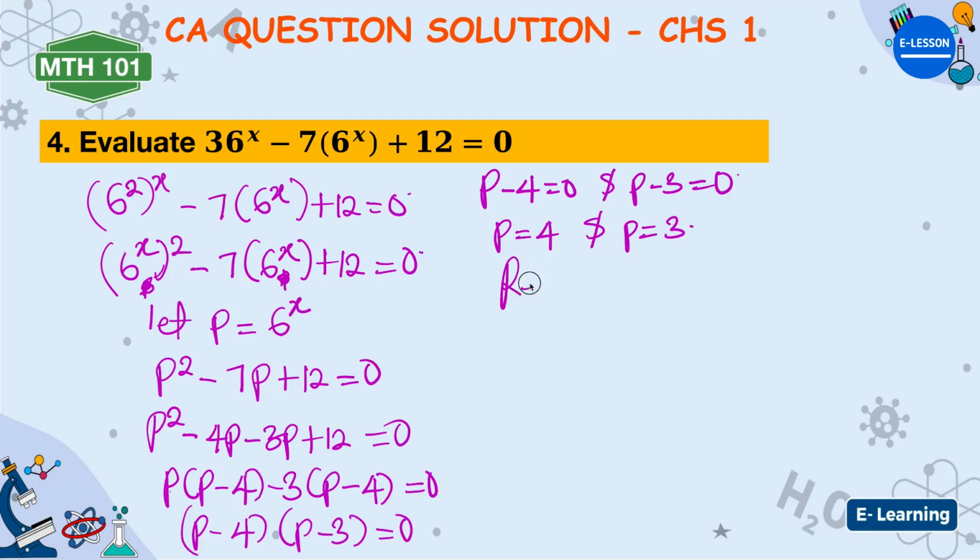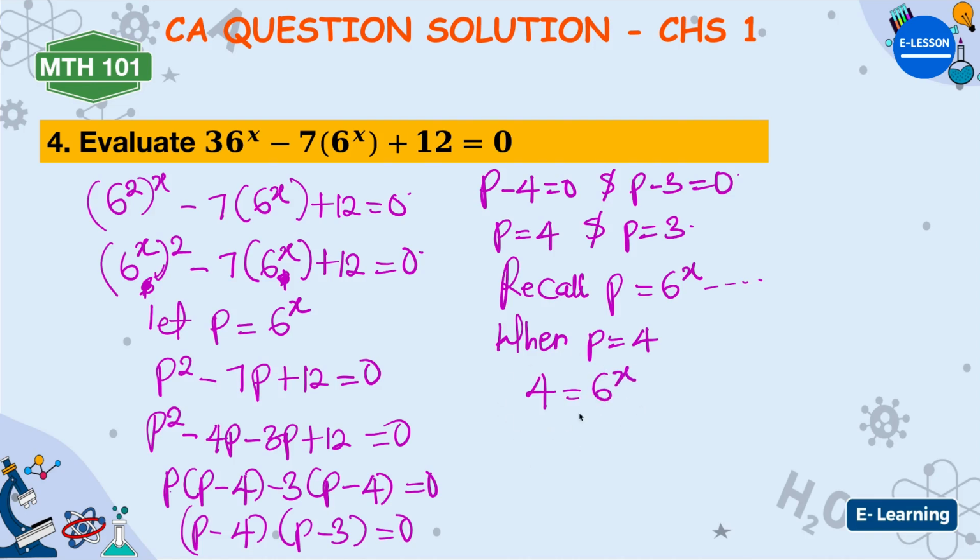But recall, we said p is 6 raised to the power of x. That was what we said. But p now is equal to 4. So when p is equal to 4, wherever you see p, put 4 in this equation here. So this is going to give us 4 is equal to 6 to the power of x.